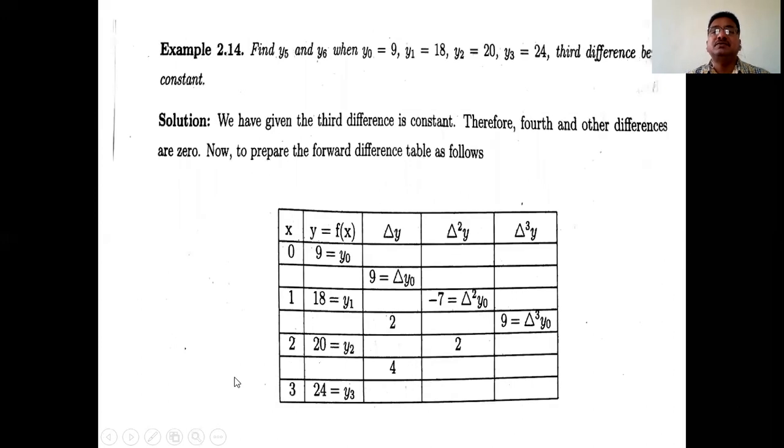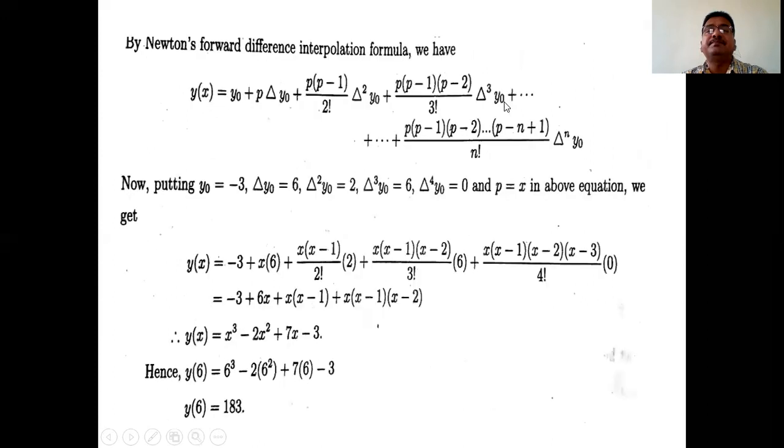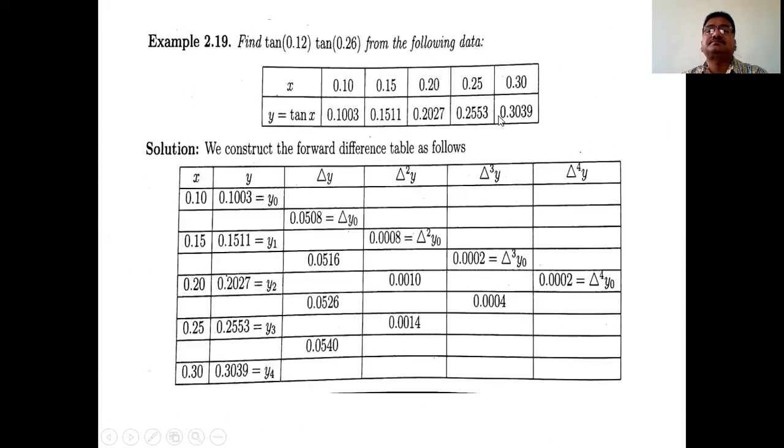Then next is what? Find y5 and y6. So this is a series. Its first term is 9. Second term is what? 18. Then 20 and 24. That is, we are given 1, 2, 3, 4 terms of the series, and we have to find the fifth term and sixth term of the series. And this problem is the same as the previous problem.